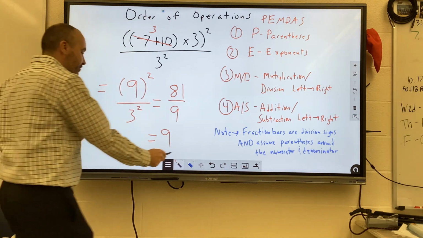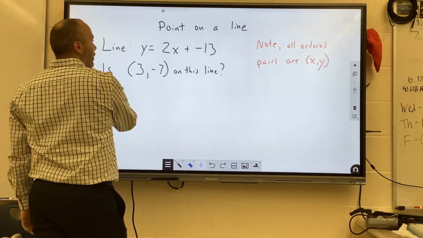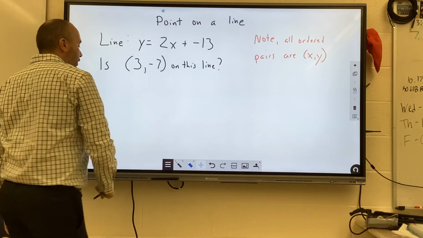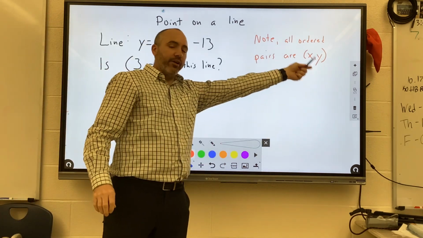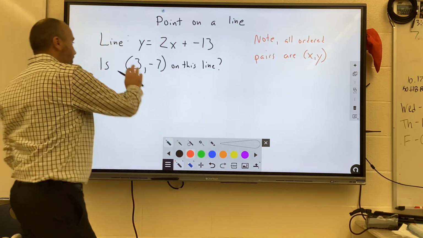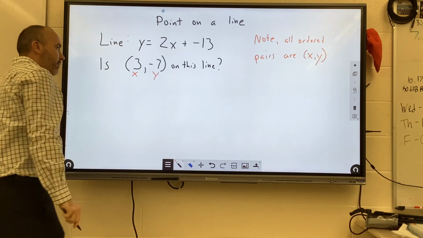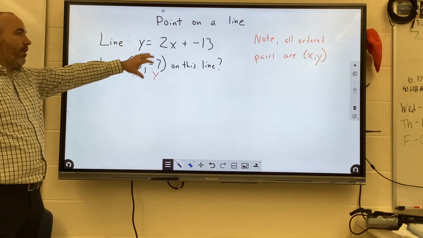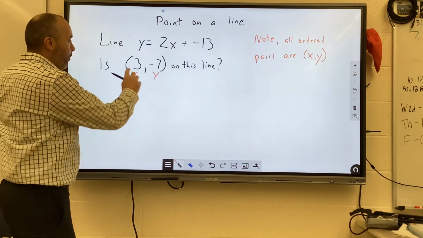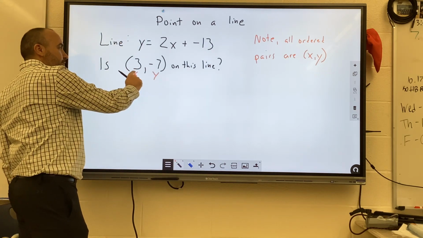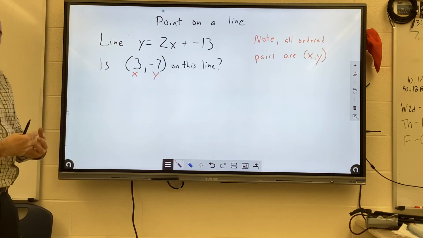And then the last screener is point on a line. When we have a point on a line, one thing to remember is that all ordered pairs are x, y. So when I see 3, -7, 3 is my x, and -7 is my y. There are an infinite number of points that can be on a line. If any point is on a line, it means when we substitute the x and the y into the equation, it is going to be true.